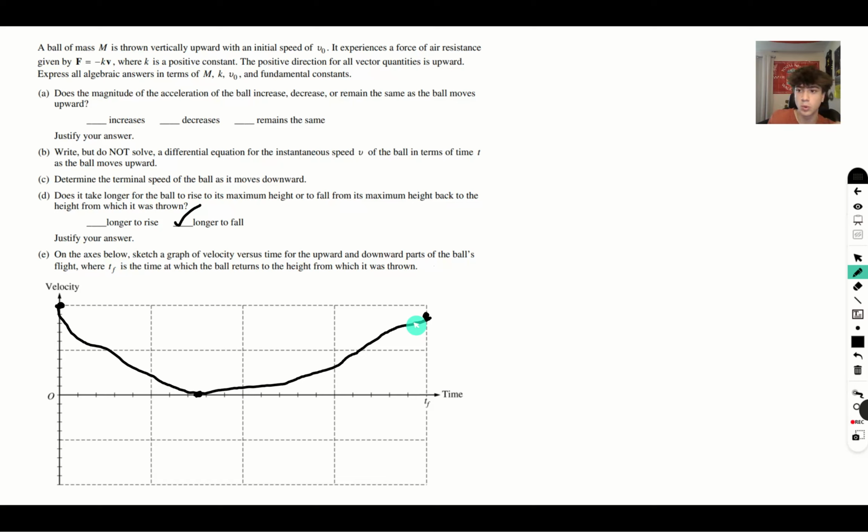You can just put a rough graph. What is important is to signify that the velocity at the beginning is greater than the velocity at the ending, because some energy is lost due to the air resistance. Make sure to signify that it goes to 0, because as the ball goes up and then down, it's changing directions, and in order for it to change directions, the velocity needs to reach 0. And the final thing is that it reaches 0 before the halfway point in time, because it takes longer to fall than it does to rise.